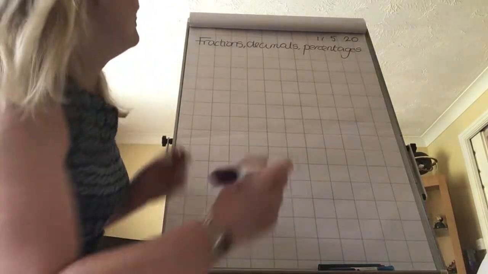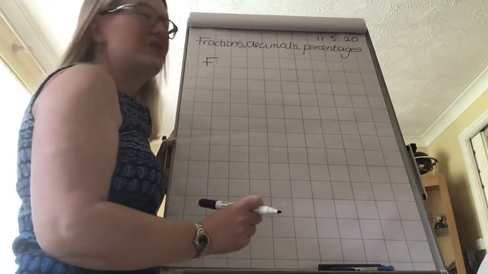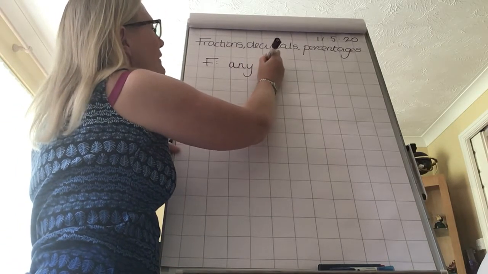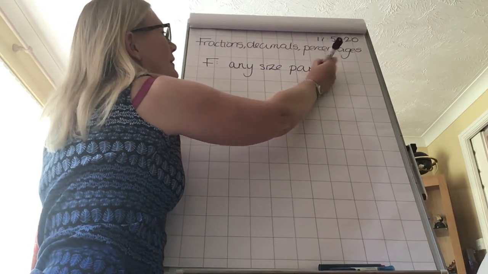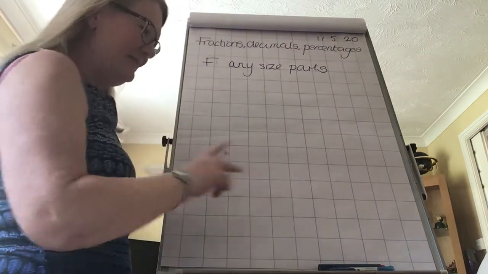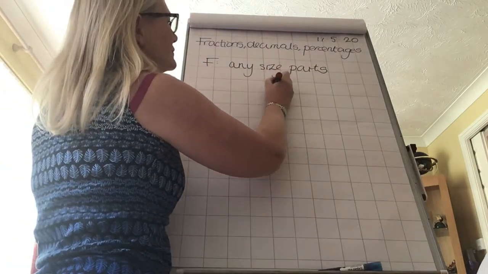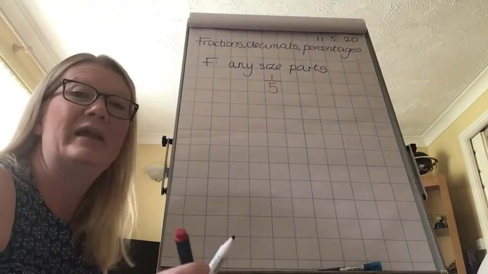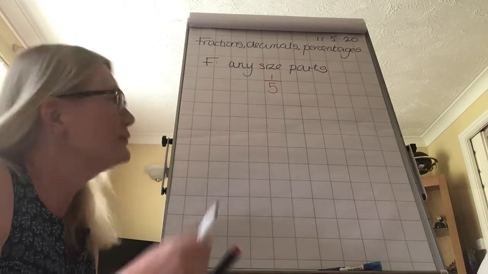So if I put an F for fractions, they can be any size parts, okay? And I'm going to start off using 1/5. I'm going to divide my whole into 5 equal parts. So let's think about decimals.